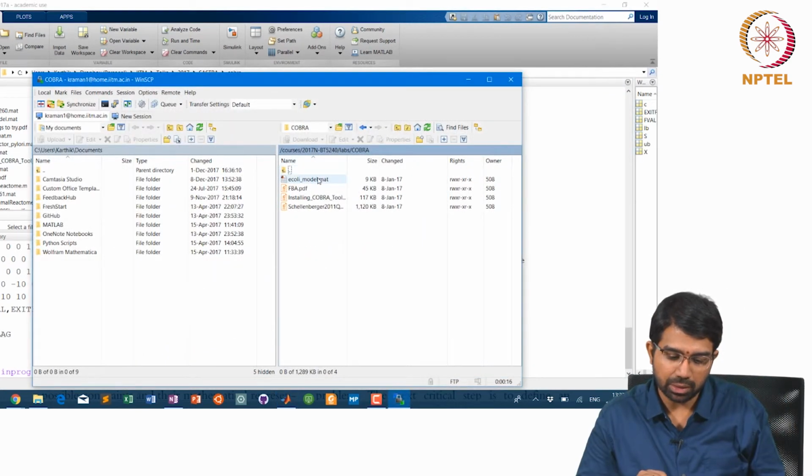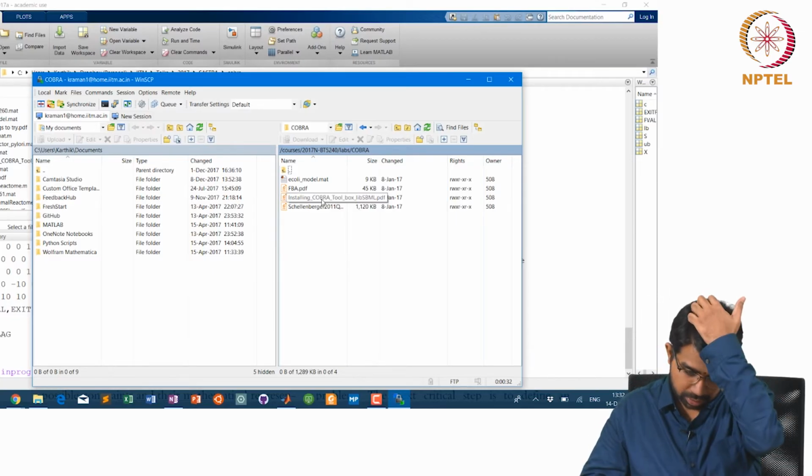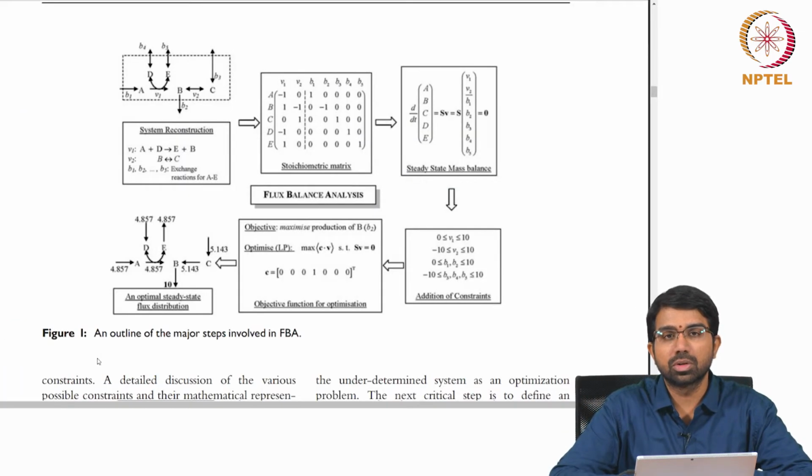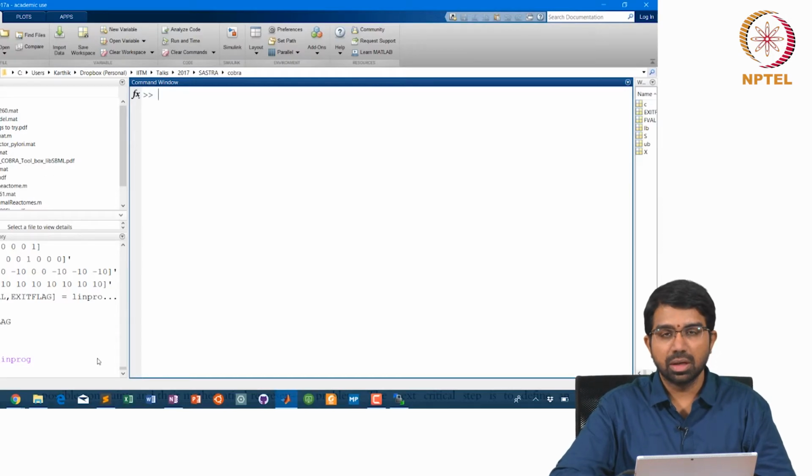Can you download this file, the E. coli model .mat? And also install the COBRA toolbox. You can follow these instructions and install it. We'll have a formal introduction to the COBRA toolbox in the next lab. But for now, let's look at what a COBRA based model looks like. COBRA stands for Constraint Based Reconstruction and Analysis Toolbox.